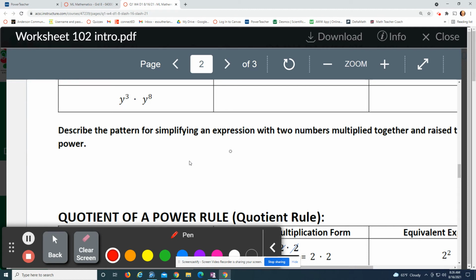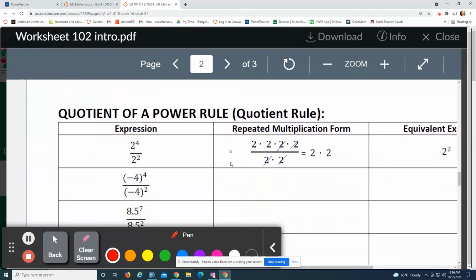All right. So when I multiplied just the numbers with exponents, I added them. What do you think I'm going to do when I divide them? Yeah, I'm going to subtract them, and here's why. Check this out.